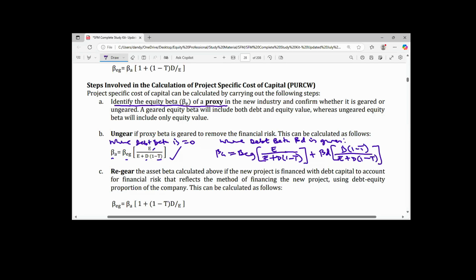Remember what I told you initially, that project-specific cost of capital should be calculated when a company is diversifying, because cost of capital should be consistent with the risk associated with the project. There are 2 types of risk. We have business risk and also financial risk in relation to cost of capital. Okay, so that is for that.